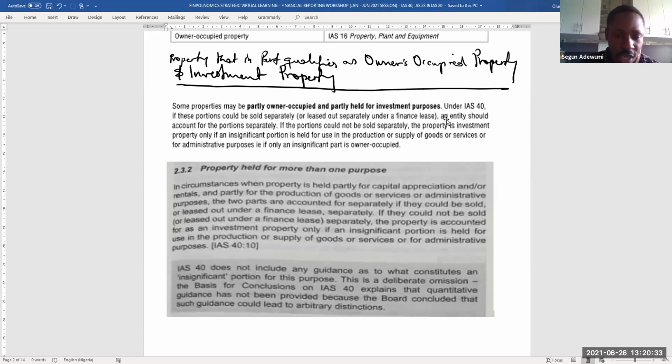IAS 40, paragraph 10. IAS 40 does not include any guidance as to what constitutes an insignificant portion for this purpose. This is a deliberate omission. The basis for conclusion on IAS 40 explains that quantitative guidance has not been provided because the board concluded that such guidance could lead to arbitrary distinctions.